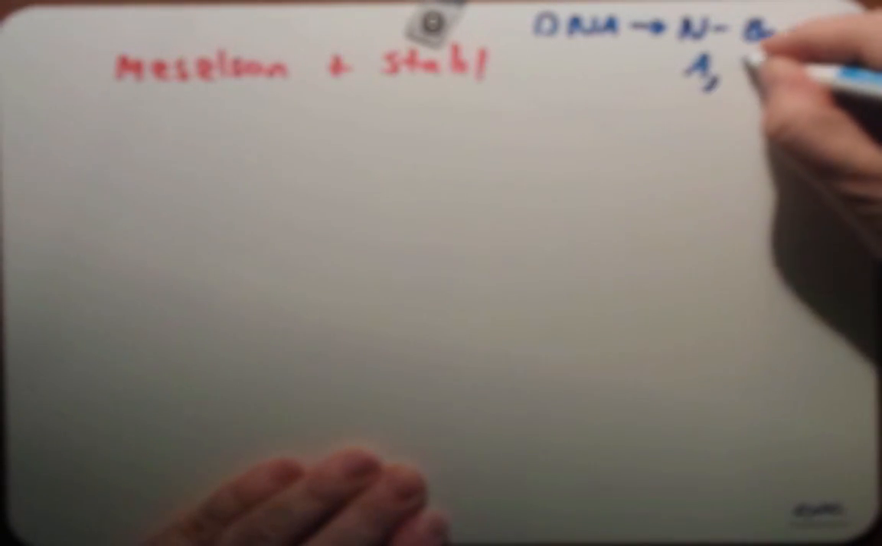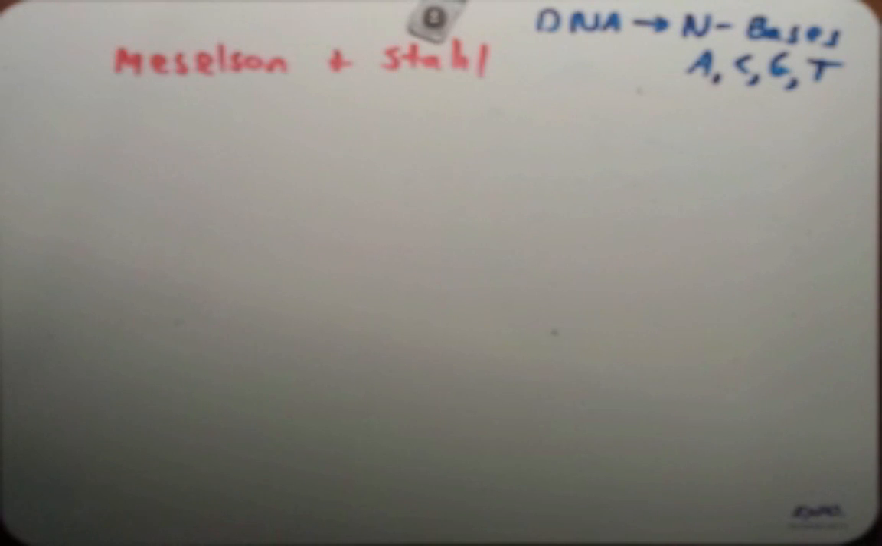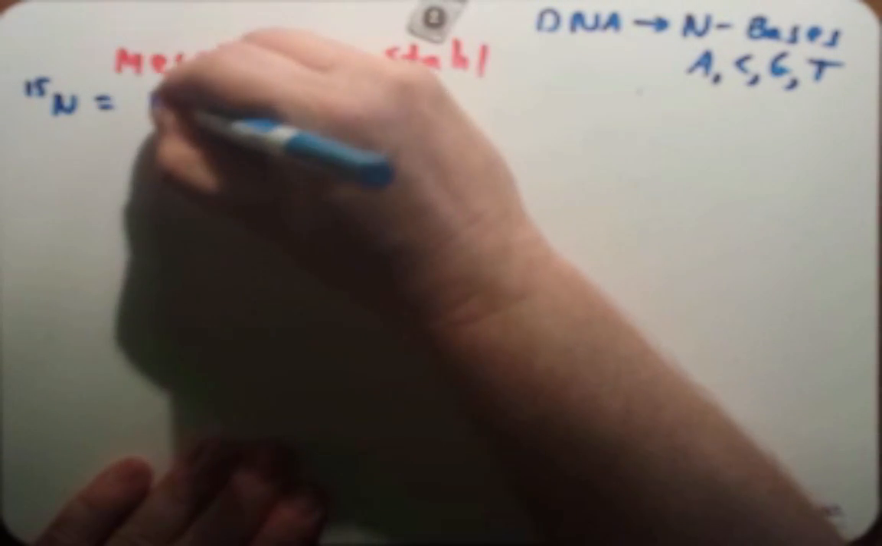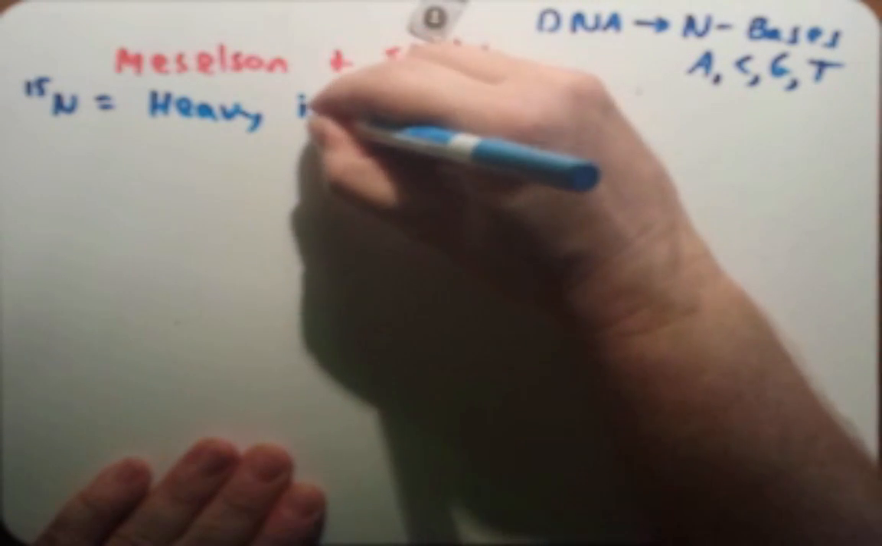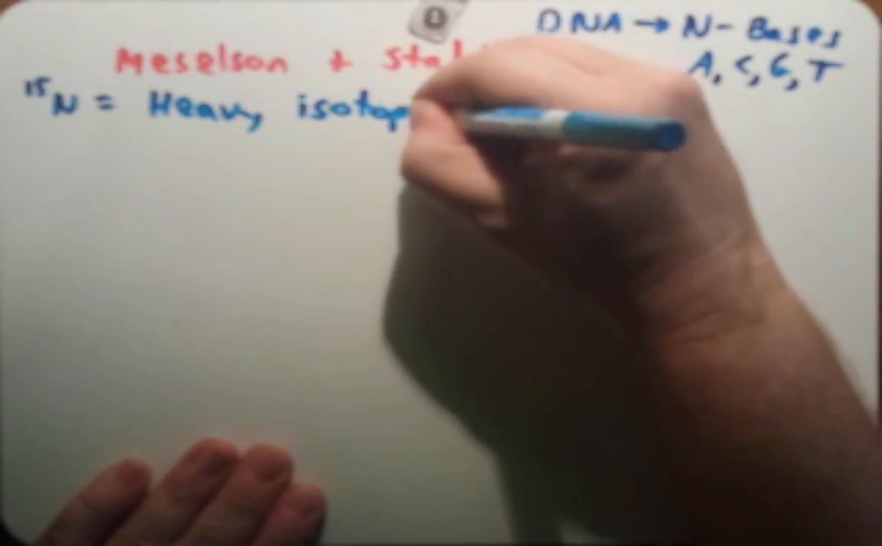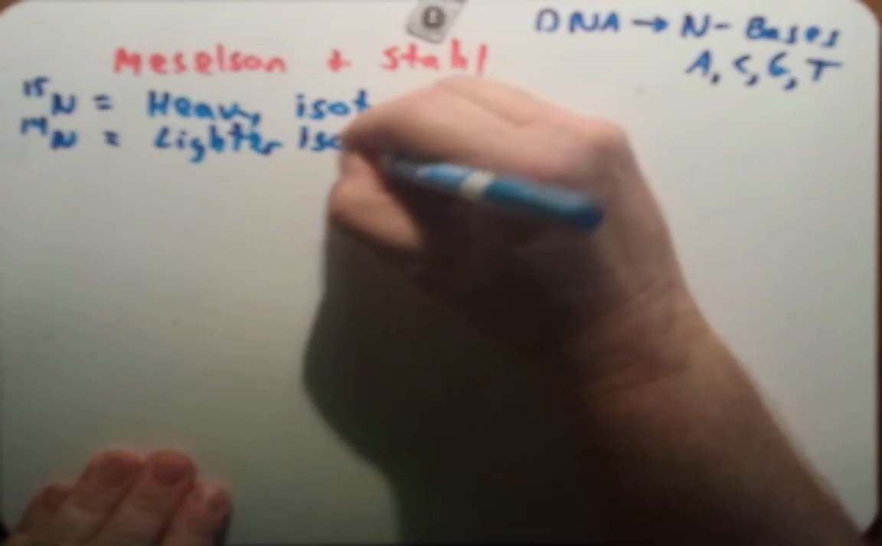The adenines, the cytosines, the guanines, and the thymines all had nitrogen in them. At this time, they also knew that nitrogen existed as 2 different isotopes: a heavier isotope called N15, and then a lighter isotope called N14. This was the lighter isotope.